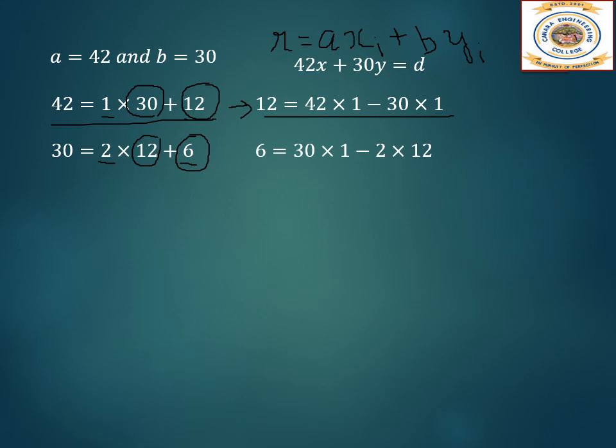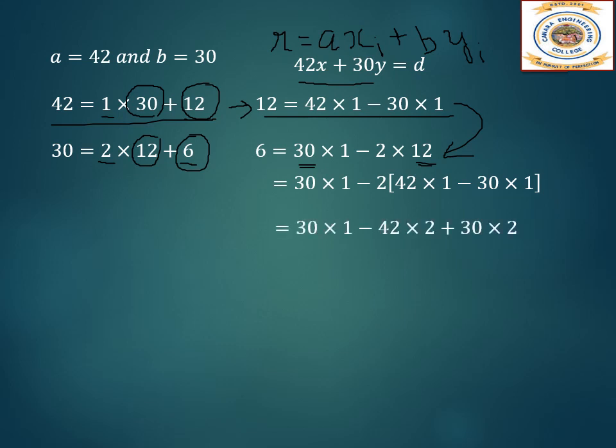But finally, what I want is this in the form 42x plus 30y. So I have to retain it in this form and do the substitution. I know 30 is b, so I need this, but I don't need this 12. I know what 12 is in terms of a and b: 42 into 1 minus 30 into 1. So I substitute this into this equation, and I get this. You just open up the brackets and you get it in this form.